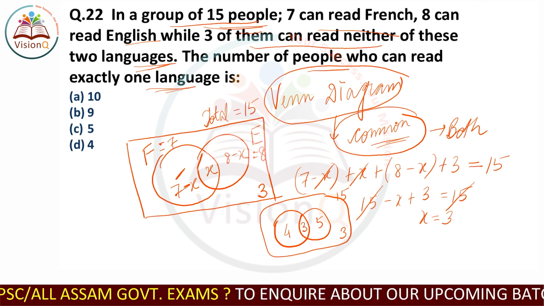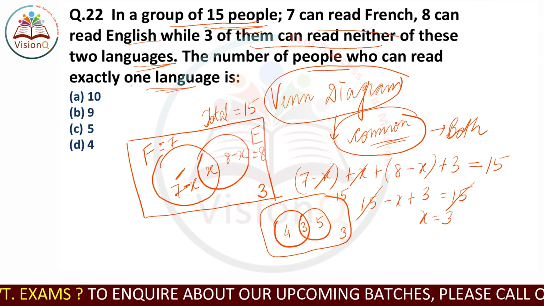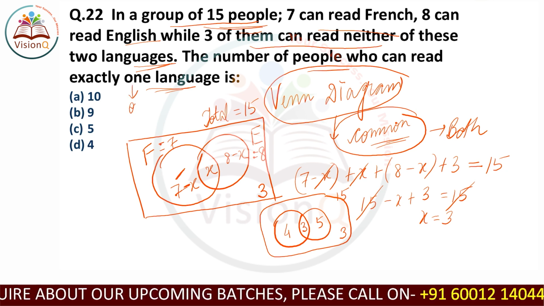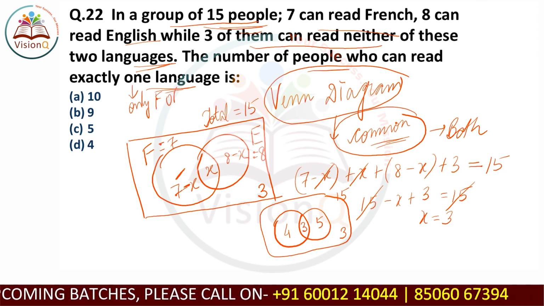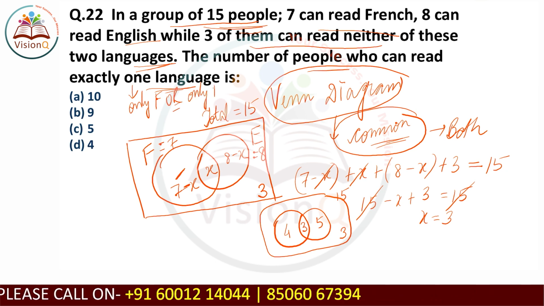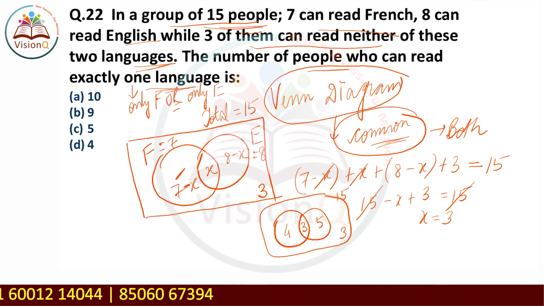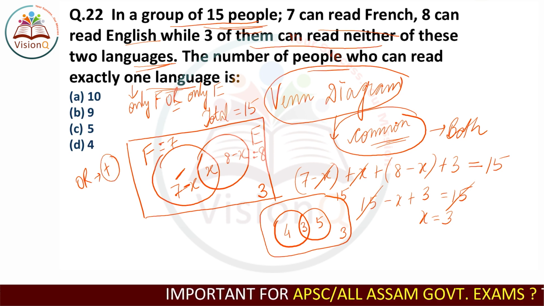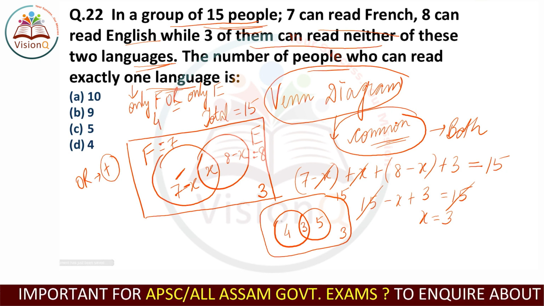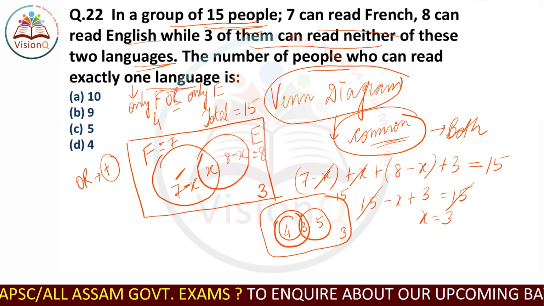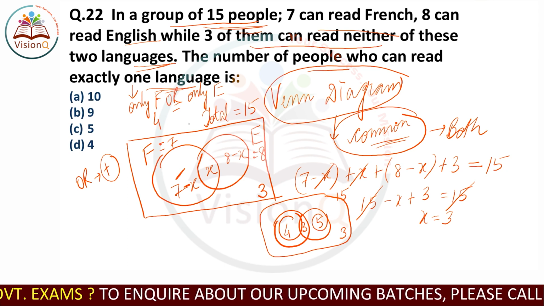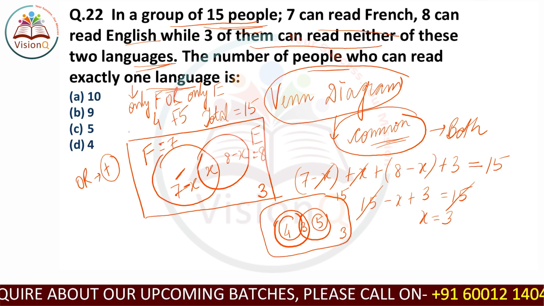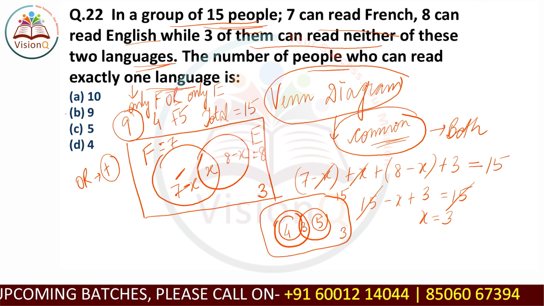You see, the number of people who read 1 language means that these people can read only French or only English. Now, or means plus; in the language of maths, or means plus. Those people who read only French is 4, and those who read only English is 5. So 4 plus 5 is 9. So the right answer is option B, 9.